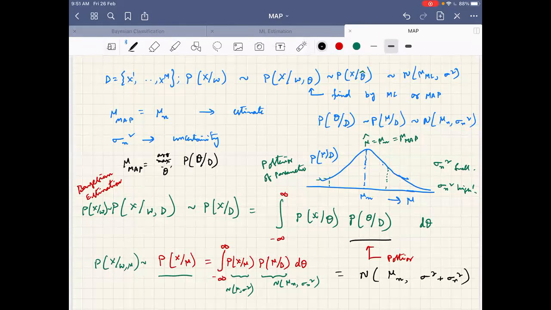Sir, why have you written P of x given mu on the left hand side? Okay, fine. See, it is not exactly P of x given mu, it is P of x given D, sorry. In fact, I'm parameterizing by mu, but here as such, we are not using a particular mu, so it is P of x given D. Yeah, I will change it, fine.